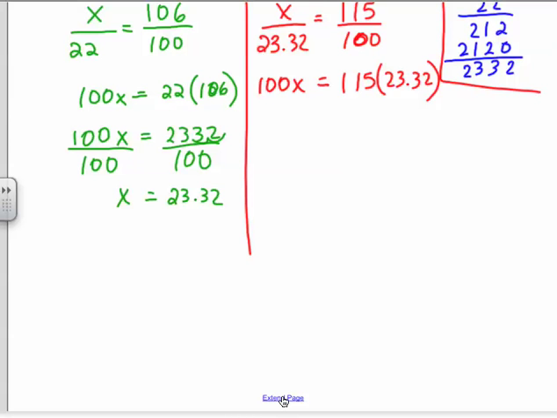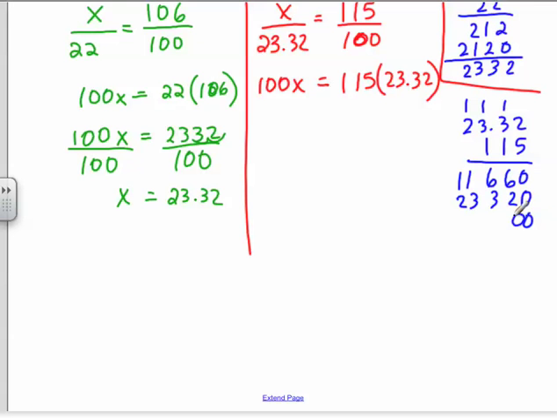Okay, so I can do a little computation over here to the side, and I'm going to do 2332 times 115. 5 times 2 is 10, carry my 1. 5 times 3 is 15, and 1 is 16, carry my 1. 5 times 3 is 15, and 1 is 16. Put down my 6, carry my 1. 5 times 2 is 10, and 1 is 11. Now I need a placeholder. Oh good, 1. So that's 2, 3, 3, 2. Now I need 2 placeholders, and then it's 2, 3, 3, 2.